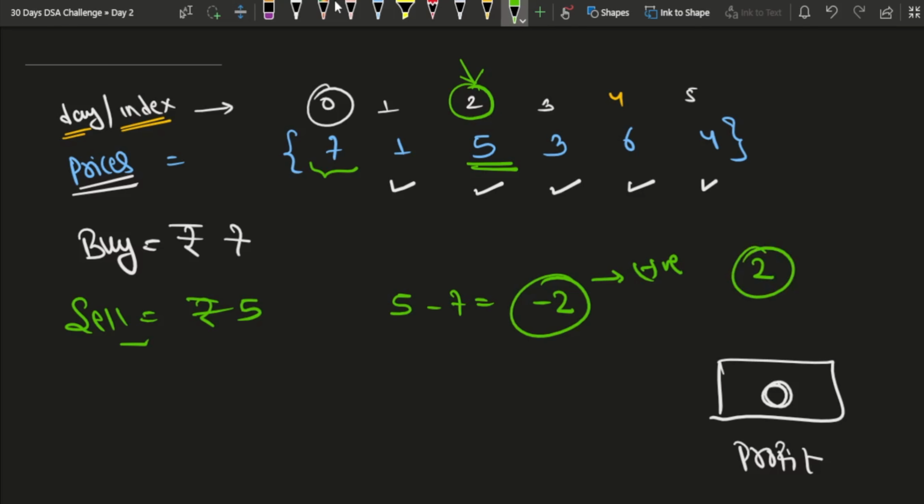And what we want is profit. So we will again compare this minus 2 with 0. Is this minus 2 greater than 0? We will say no, so we will not update our profit variable.